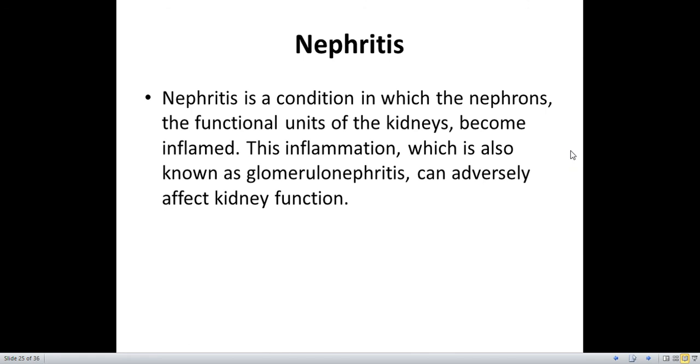Nephritis. Nephritis is a condition in which the nephrons, the functional units of the kidneys, become inflamed. This inflammation, which is also known as glomerular nephritis, can adversely affect kidney function. Nephritis or swelling of kidney occurs due to infections and toxins, infections in ureters and other changes that occur in the body are reasons for nephritis.